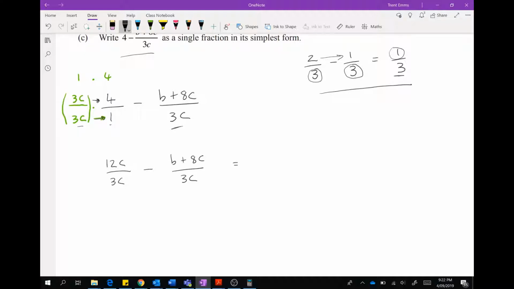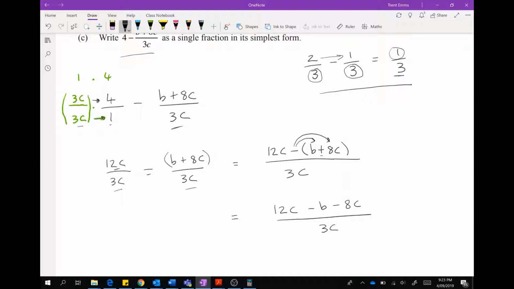We're subtracting two fractions with the same denominator, so we keep the denominator the same on the bottom. Then we subtract the tops. This is the tricky bit that a lot of people will get wrong. So the 12c is just 12c. What you have to be wary of is this minus is minusing the whole top. So it's minus b plus 8c. So the minus will expand into here and into here, making the positive in front of the 8c negative. So what we're going to have is 12c minus b minus 8c over 3c.